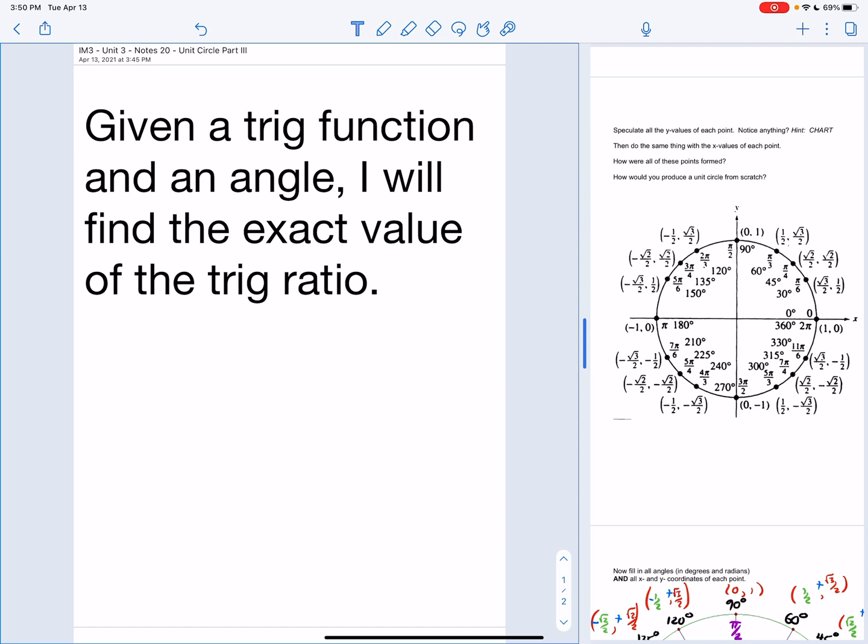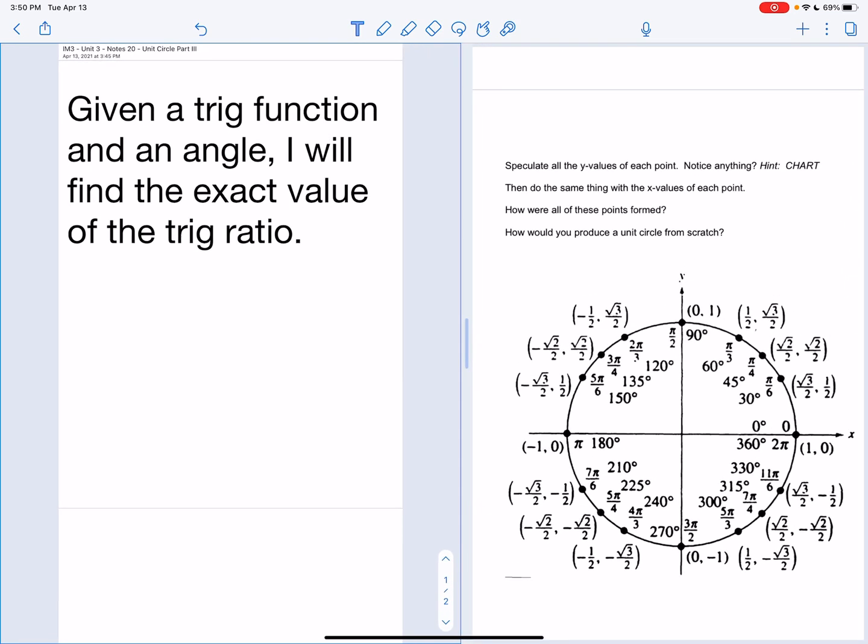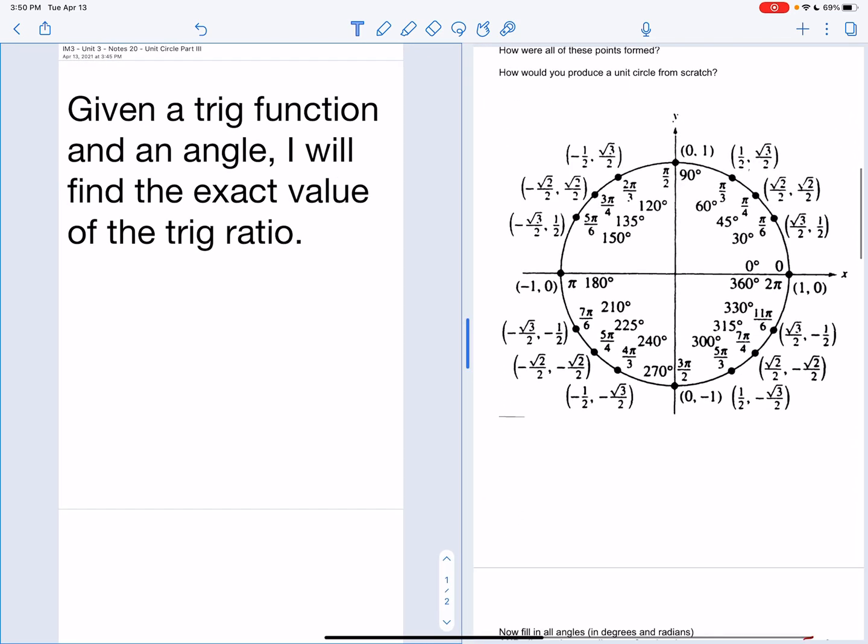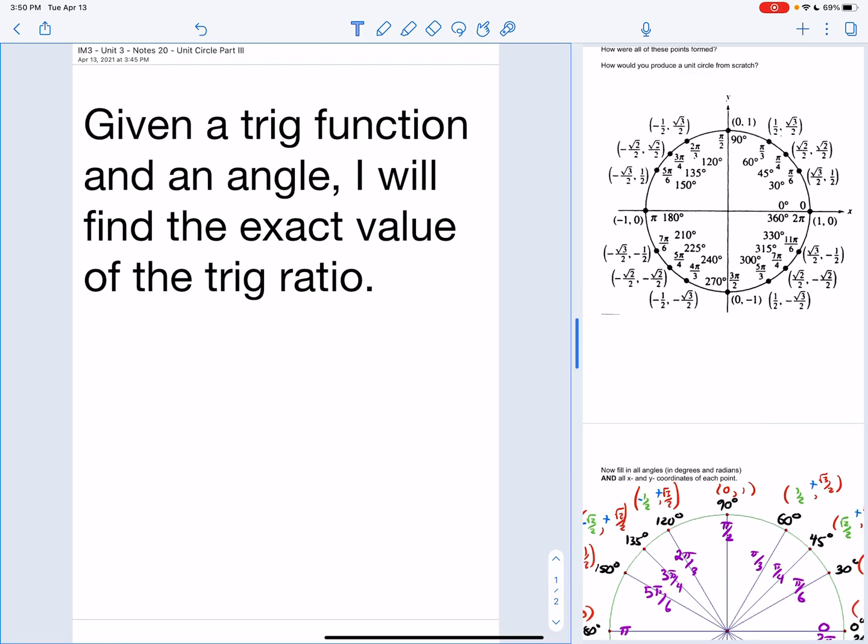Okay, so by now you've had a chance to understand where the unit circle comes from. You've had a chance to fill out a blank unit circle, so you should be very familiar with all of these values here. So how do we pull away from the unit circle and remember all of these values? I'm going to show you that in the next week here, okay?